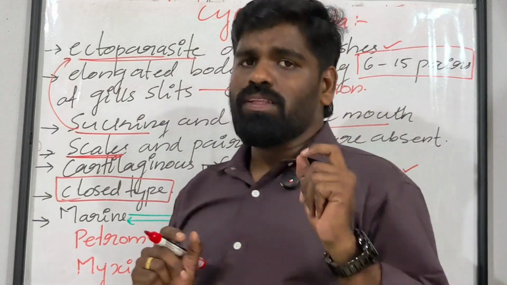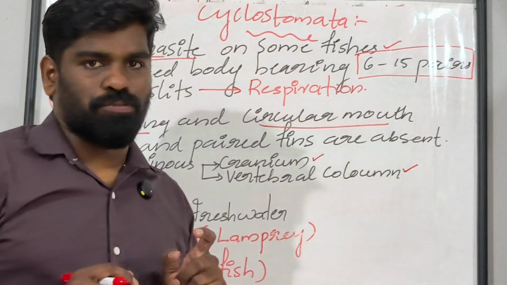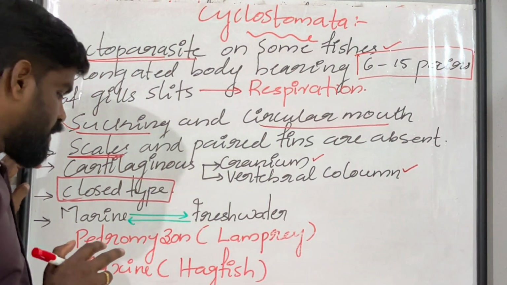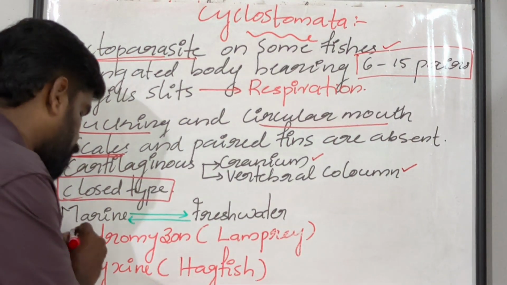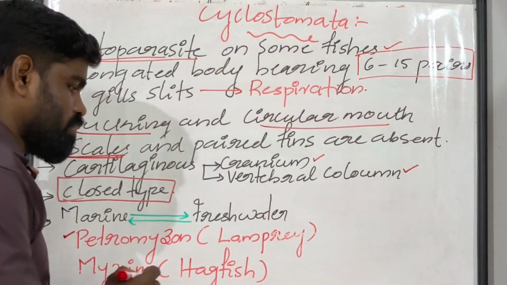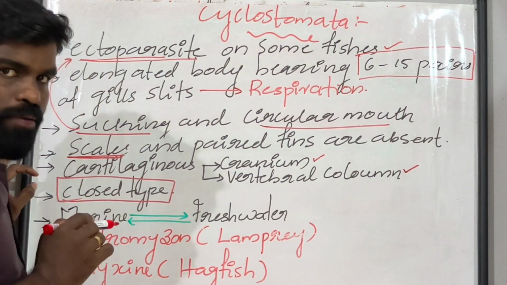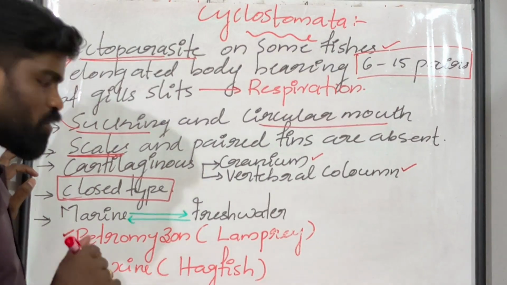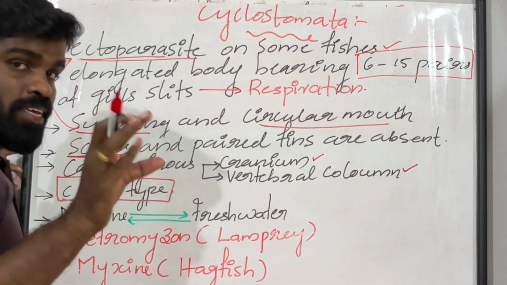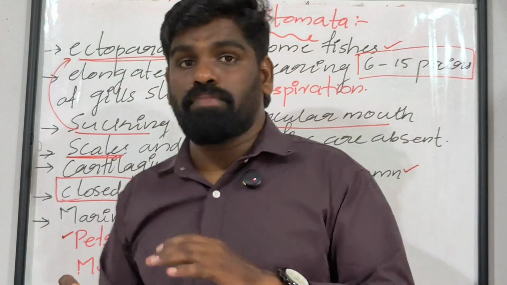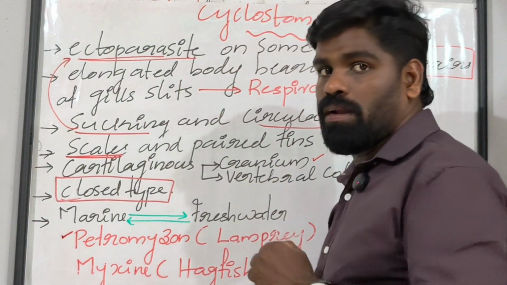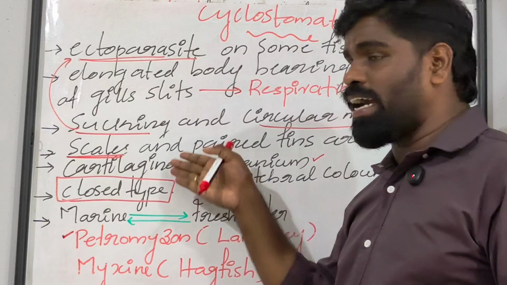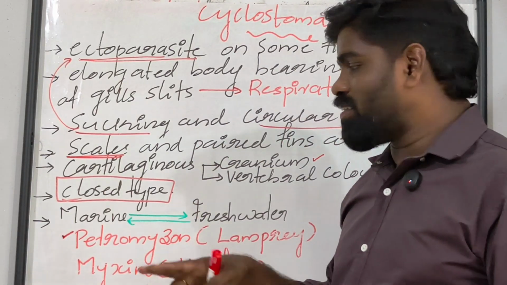Now, the examples of Cyclostomata. Two examples are there. The first one is Petromyzon, or the lamprey, and the second is Myxine, the hagfish. This is very important. A question can be asked in this manner: they can ask for the examples, or they can ask for the characteristics.